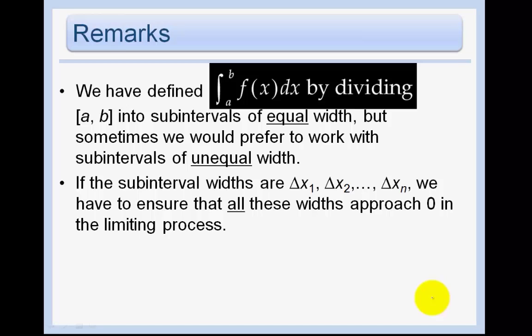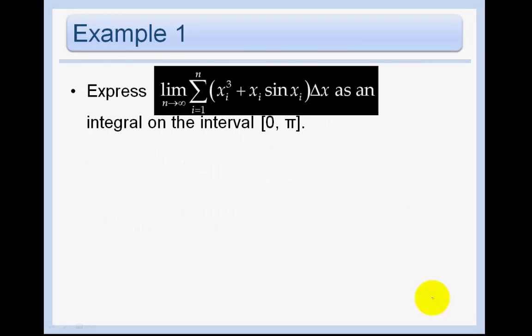Let the delta x go to 0. Let the width of our rectangle get so teeny tiny. Then we're going to get the exact area under that curve. Here, we just want to write the sum as an integral.